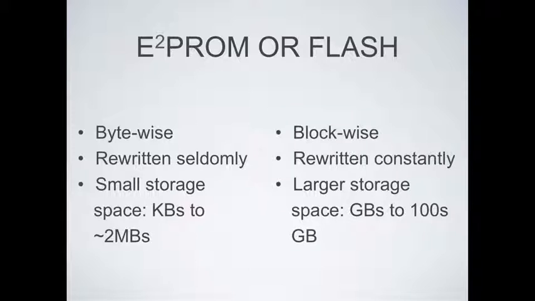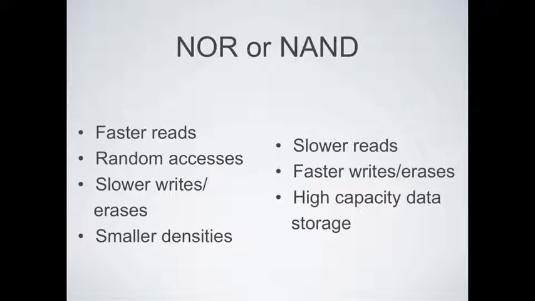Whereas for flash, you have a larger storage space, from gigabytes to hundreds of gigabytes. But flash comes in two different types: you can have a NOR flash or a NAND flash. NOR reads faster. You can do random accesses to NOR.